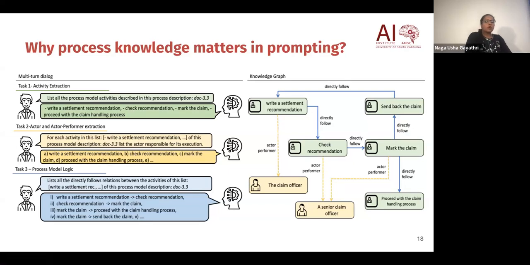Okay. So process knowledge here is knowing the who, what, when, and how of the workflow. This plays a critical role in prompting because it gives both the user and the AI model a clear context and structure to work within. Instead of simply asking open-ended questions, we are guiding the AI with knowledge of relevant activities, responsible actors, and the logical sequence.